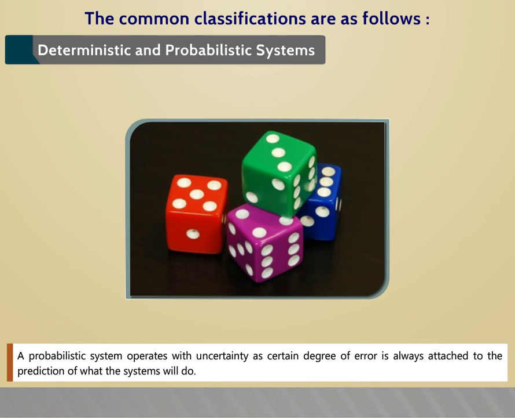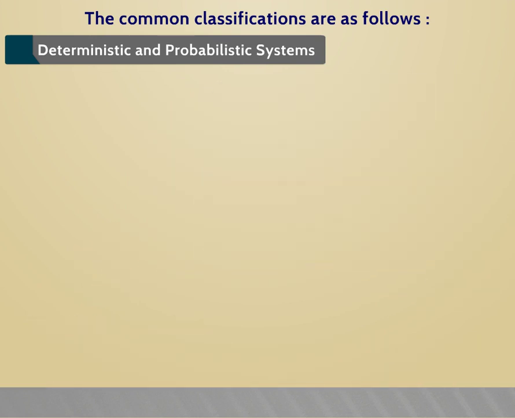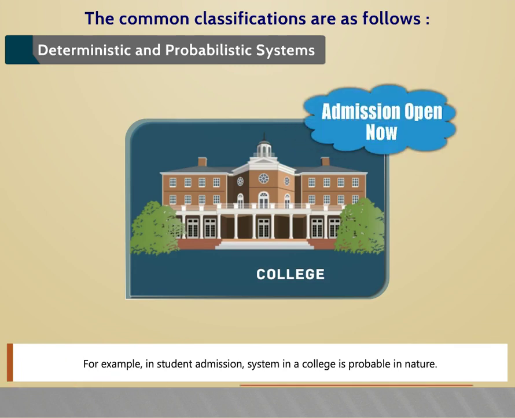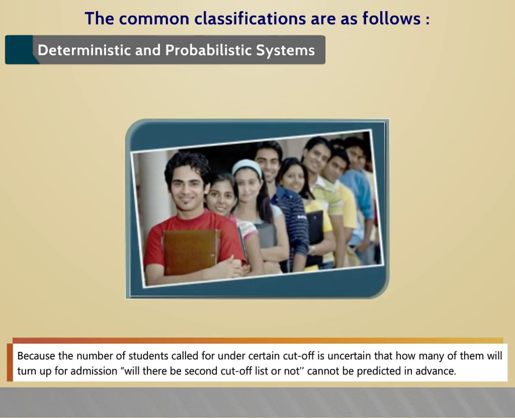A probabilistic system operates with uncertainty, as a certain degree of error is always attached to the prediction of what the system will do. For example, the student admission system in a college is probabilistic in nature, because the number of students called under a certain cutoff is uncertain. How many of them will turn up for admission, and whether there will be a second cutoff list or not, cannot be predicted in advance.